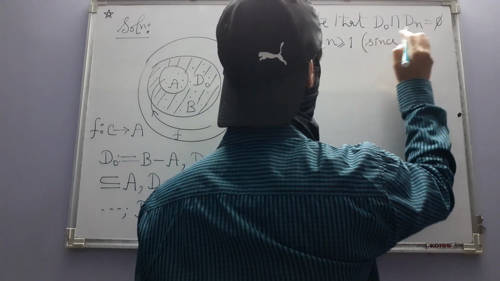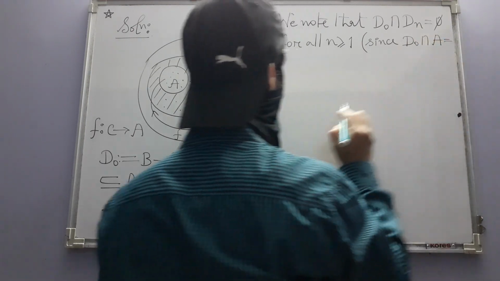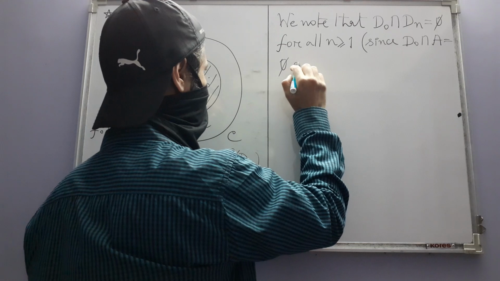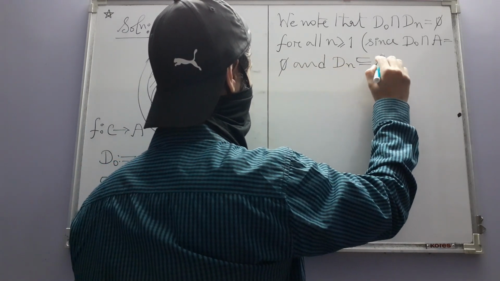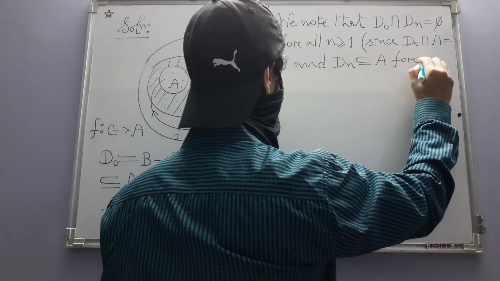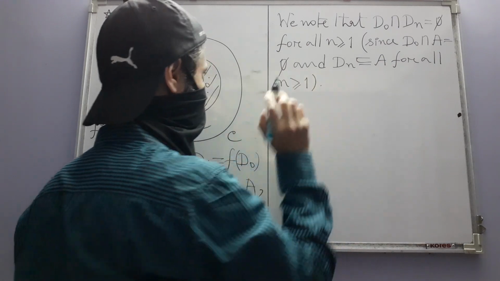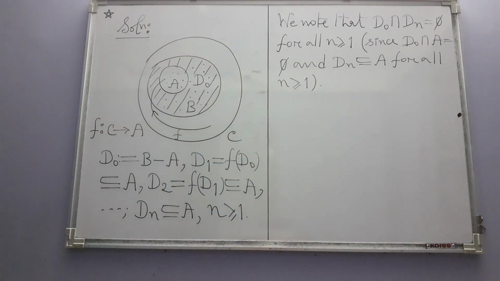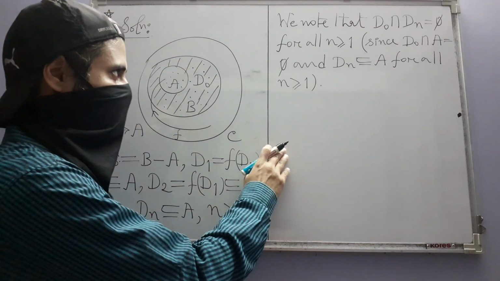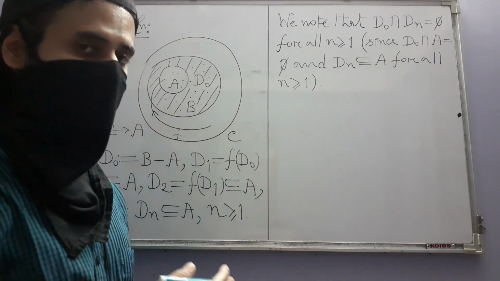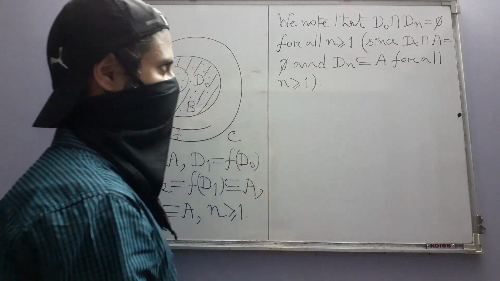Since D0 is disjoint with A, this is the reason, and Dn is a subset of A for all positive n. Okay. So that means whatever we needed to show about the mutual disjointness of these Di's, that we have already concluded if one of them is D0.